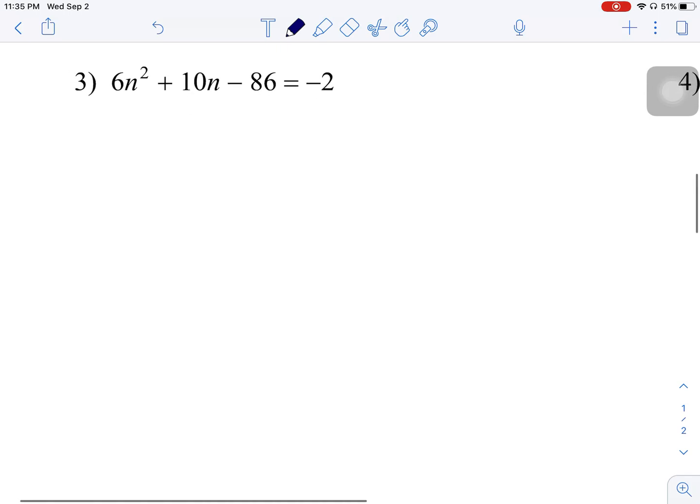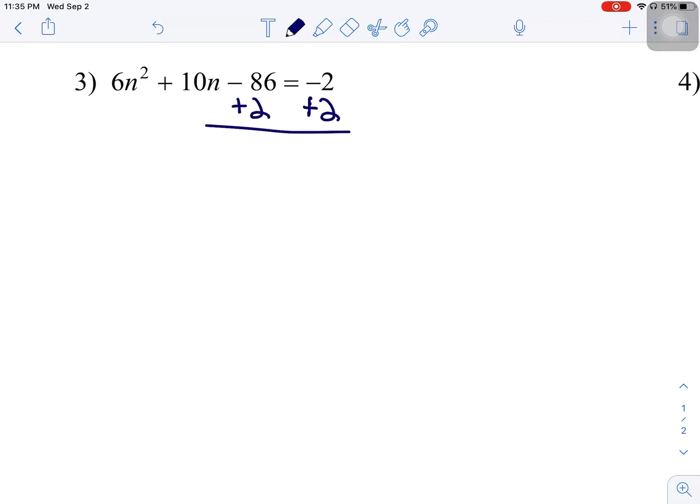So first thing to look for, is it in standard form? It kind of looks like it is. We've got an n squared term, 6n squared plus 10n minus 86. So the left side looks good. But when we get over to the right side, standard form has to be equal to 0, and this is not. So I need to make it equal to 0. How am I going to do that? I am going to add 2 to both sides. So 6n squared plus 10n minus 84 is equal to 0.